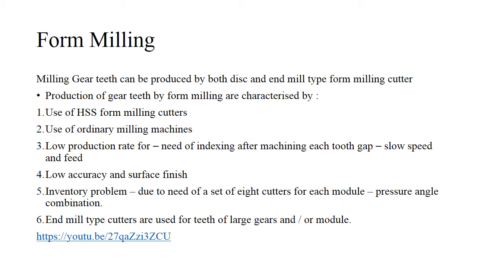Next, talking about form milling. Milling gear teeth can be done by both disc and end mill type form milling cutters. It is characterized by the use of HSS form milling cutters, the use of ordinary milling machines, and a low production rate due to the need for indexing after machining each tooth gap, with slow speed and feed.